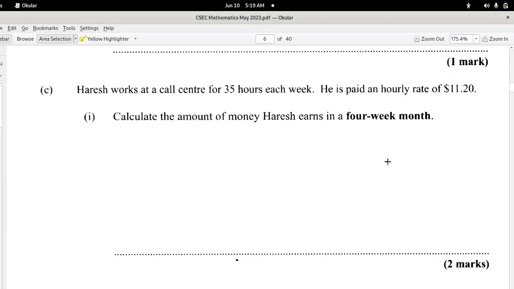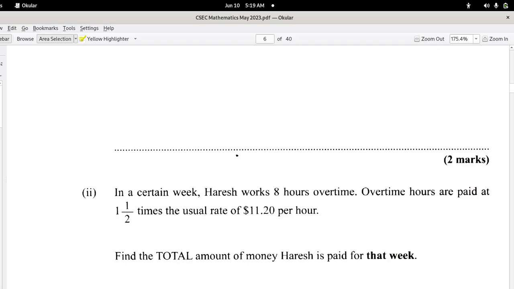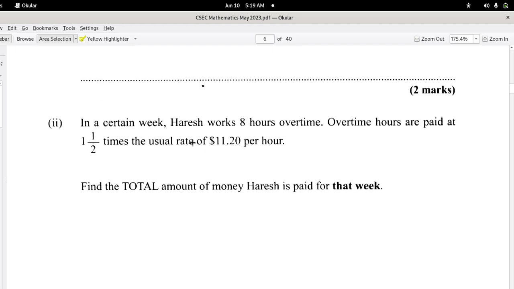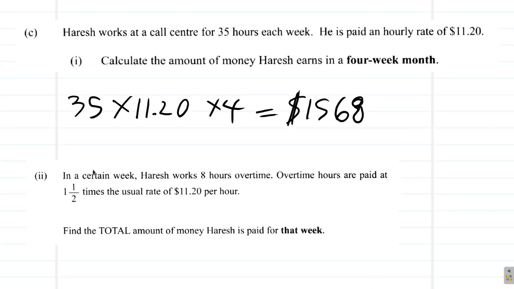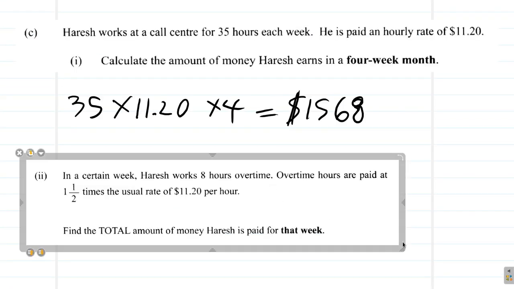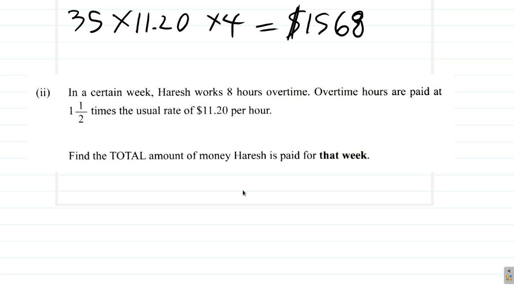Let's see what else happens here. In a certain week, Harish works 8 hours overtime. Overtime hours are paid at 1.5 times the usual rate of $11.20 per hour. Find the total amount of money Harish is paid for that week. Okay, let's copy this part of the question and paste it over here too. Alright. Now, overtime, 1.5 times.